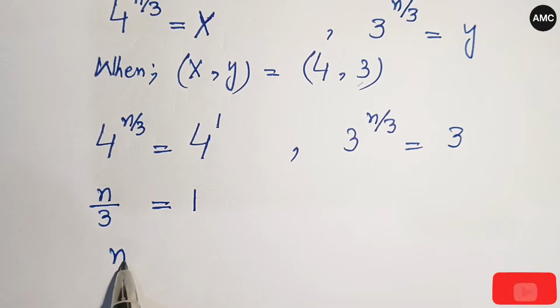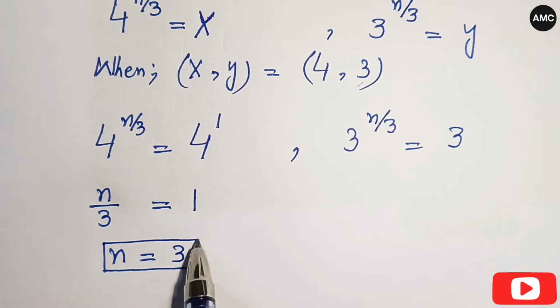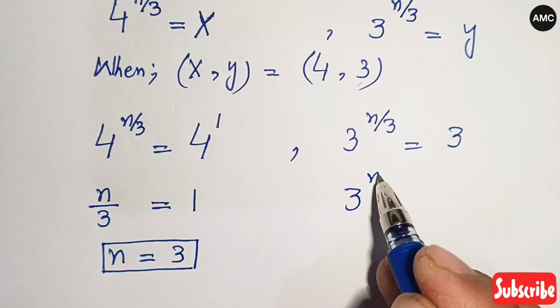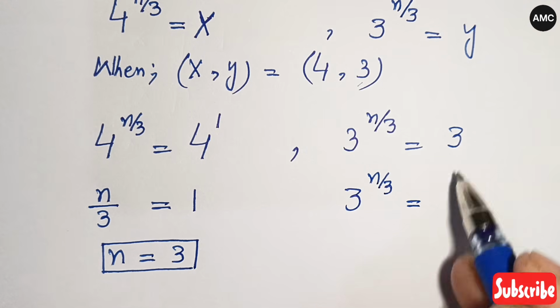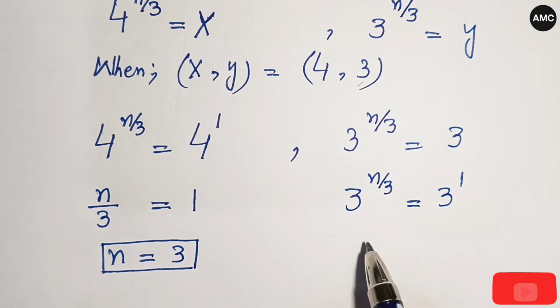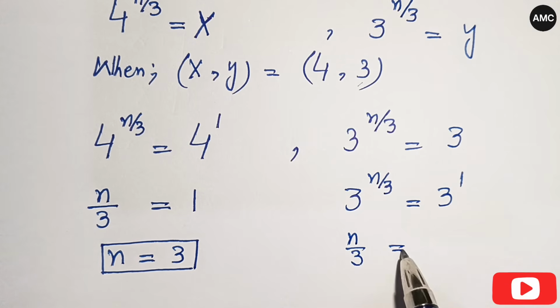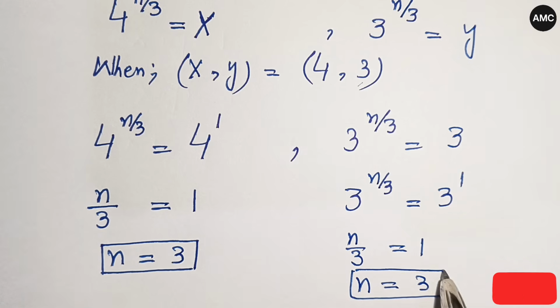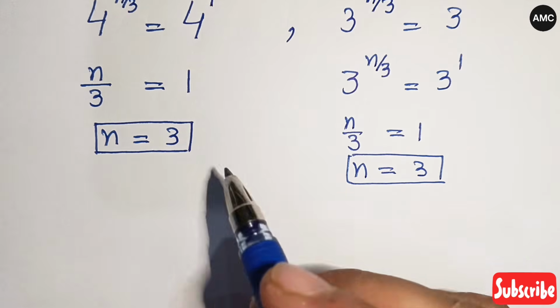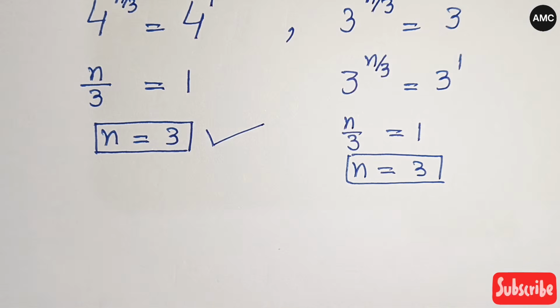So here the value of n will be 3, since 3 times 1 is 3. So we get the value of n is 3. Similarly, here we put 3 to the power n over 3, and here 3 to the power 1. The bases are the same, so n over 3 is equal to 1 and n is equal to 3. We get the same result. Here we get the value of n, which is 3.